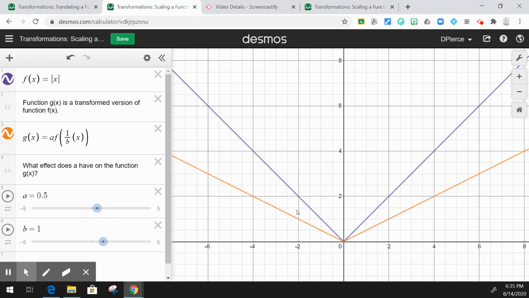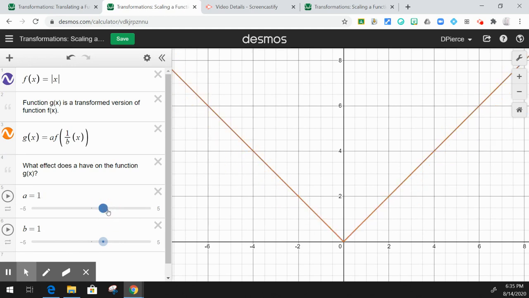There we go. All right, so if my a value is between 0 and 1, like 0.5, instead of a point being 1 space away from the x-axis, now it's a half. This point that was 2 units away from the x-axis is now 1. This point that was 4 away from the x-axis is now at 2. So it's relative to how far it was to begin with. So the y coordinates are getting smaller, or half of what they originally were. All right. Move it back to 1, and let's talk about the horizontal.